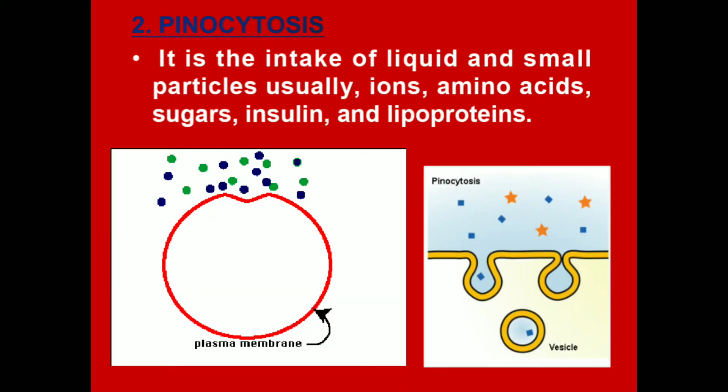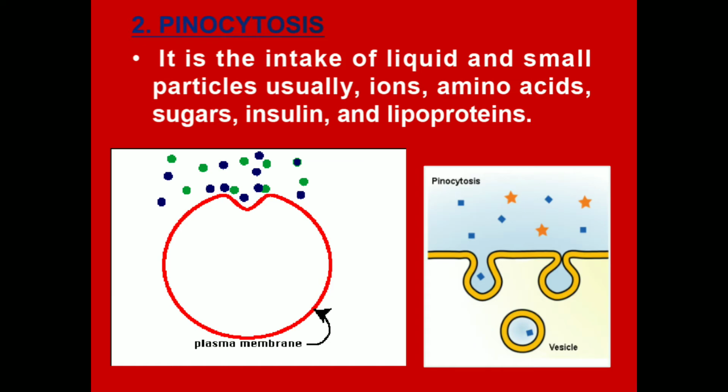Okay, so for the second type of endocytosis, we have pinocytosis. It is the intake of liquid and small particles, usually ions, amino acids, sugar, insulin, and lipoprotein. Unlike phagocytosis, pinocytosis is a routine activity of most cells, employed for the intake of nutrients. One good example of pinocytosis is the absorption of nutrients in the small intestine.